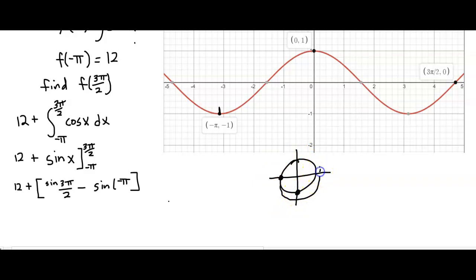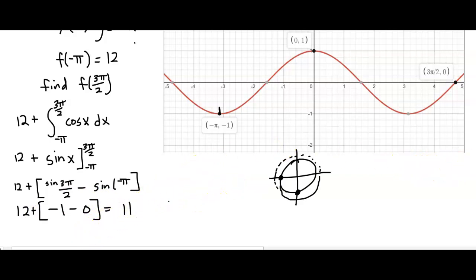So we have to figure out what the sine, or the y value, at 3 pi over 2 is, and that is negative 1. And then the y value at negative pi is 0. So all I have to do is add 12 to negative 1, and I'm going to get 11. And that is the answer for that one.